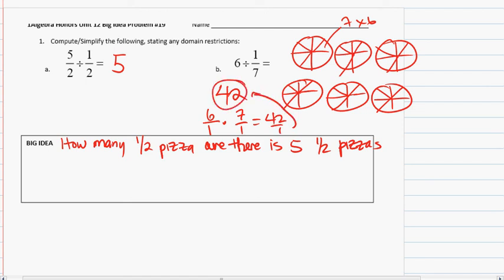But hopefully this division now makes some sense to you as to what it even means. How many half pizzas are there in 5 half pizzas? How many sevenths of a pizza are there in 6 pizzas?